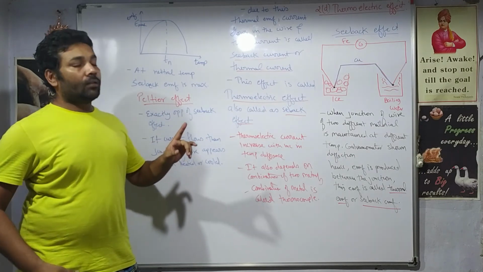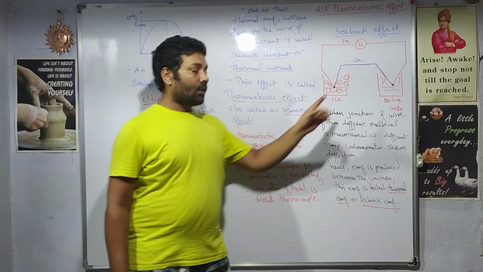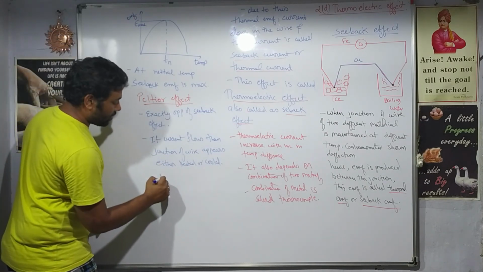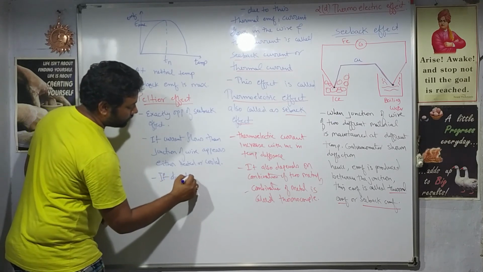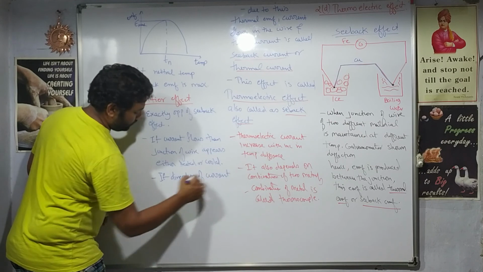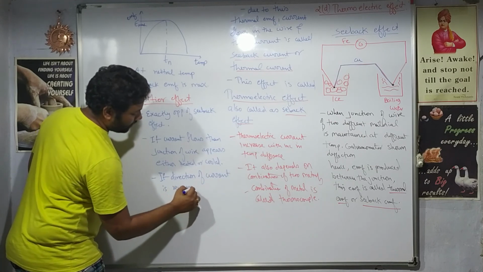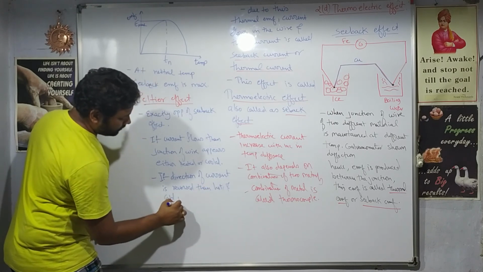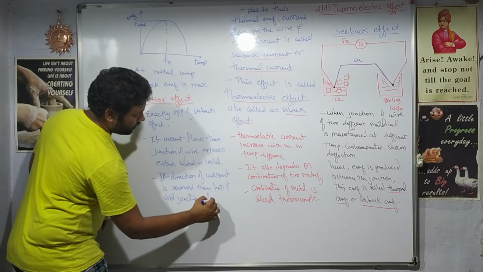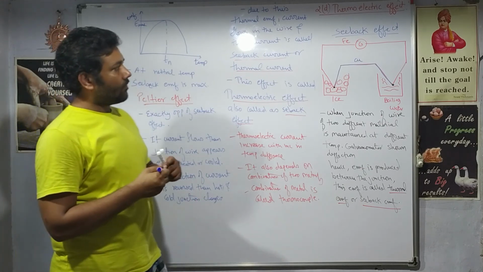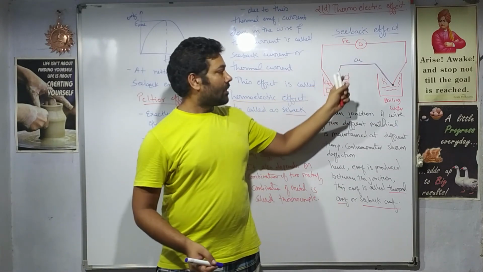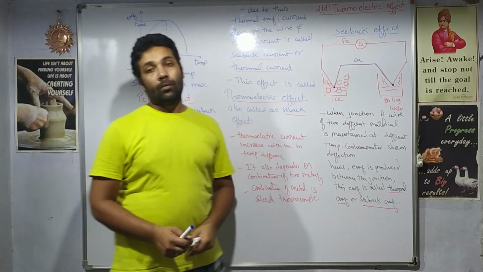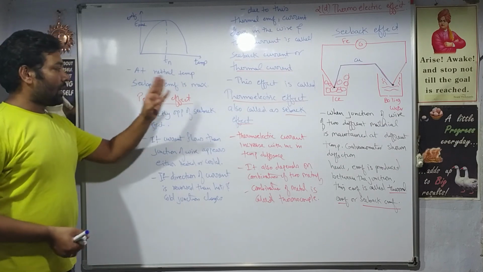There is also one more condition: if the direction of the current is reversed, the hot and cold junctions change. So let's say the current is flowing in this direction, this is cold and this is hot. If you reverse the direction of the current, this will become hot and this will become cold. So that is the thermoelectric effect: the Seebeck effect and the Peltier effect.